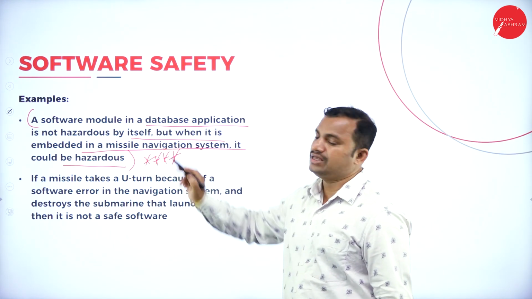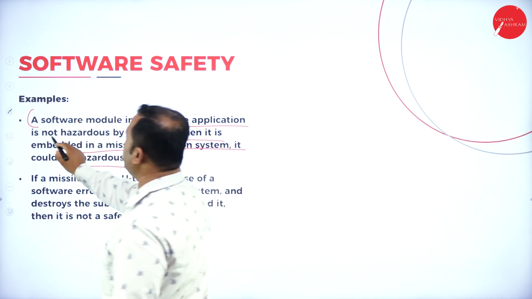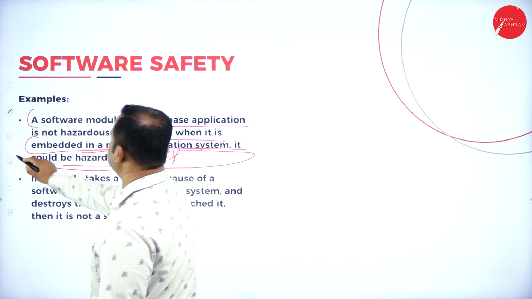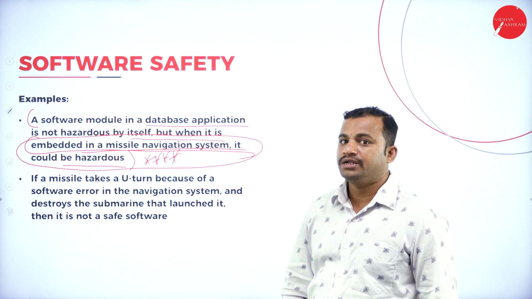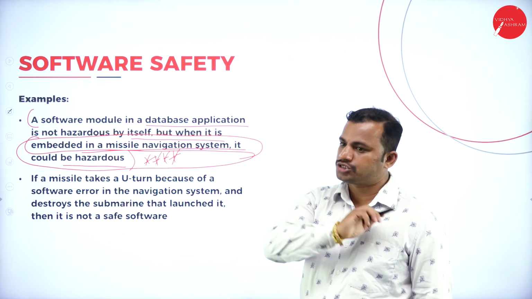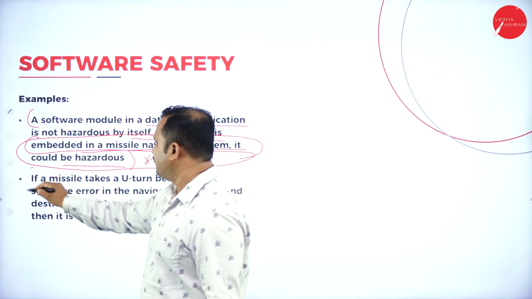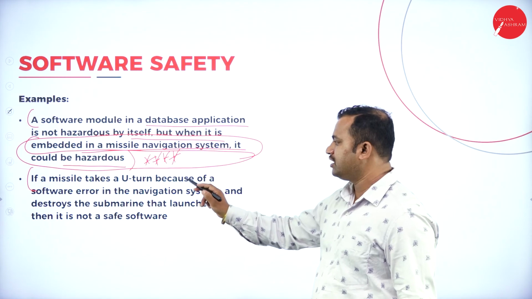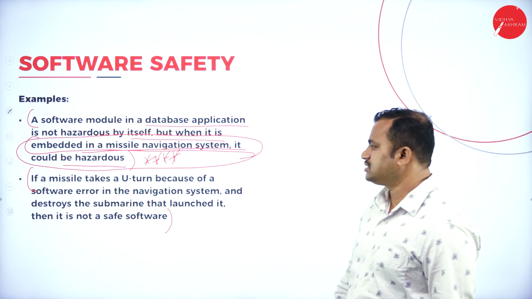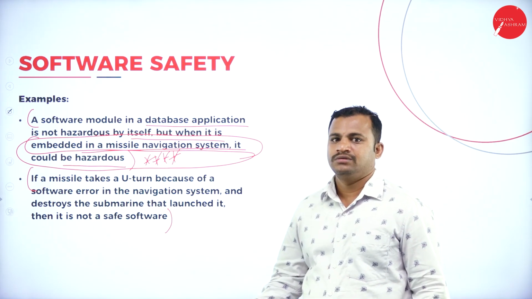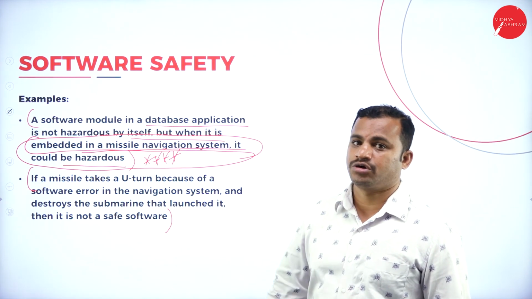How can we say that it is hazardous? When the software is embedded into a missile navigation system, it could become hazardous if it does not work properly according to the schedule of time in which it was supposed to be launched or targeted at the enemy missile. If a missile takes a U-turn because of a software error in the navigation system and destroys the submarine that launched it, then it is not safe software. So we can incorporate the software, but there must not be any negative effects from it.